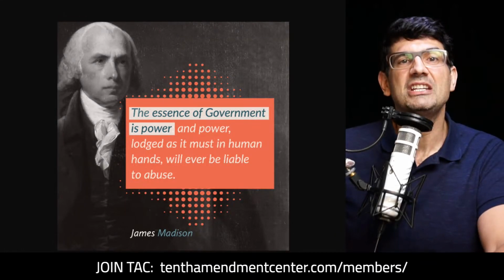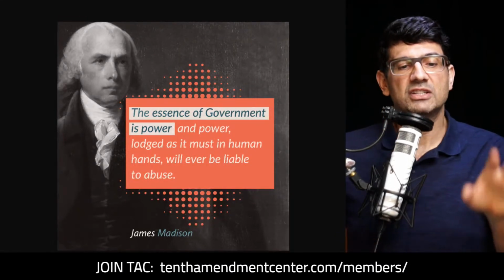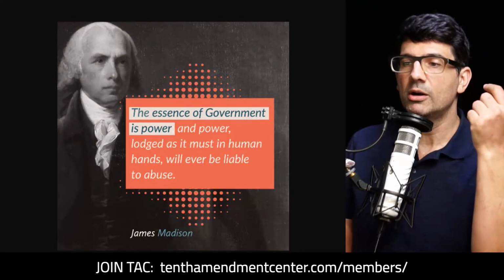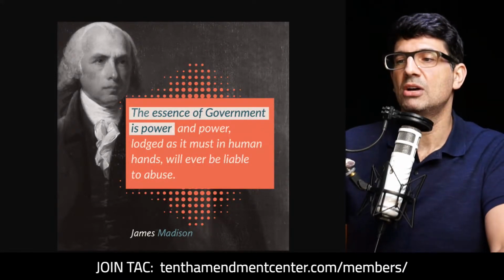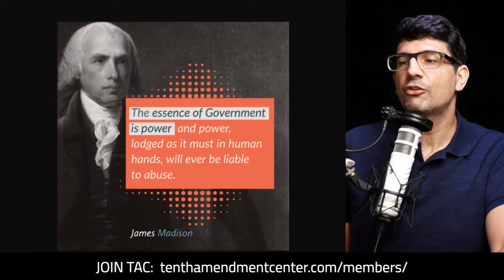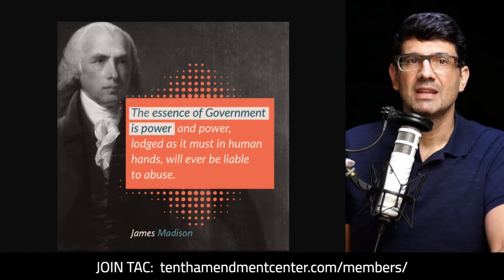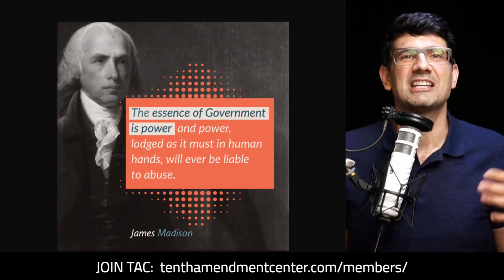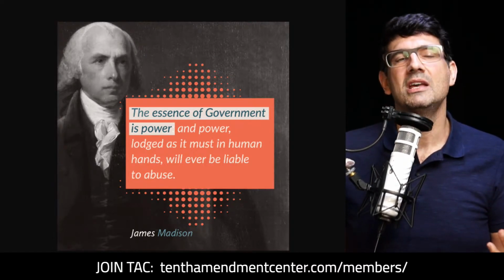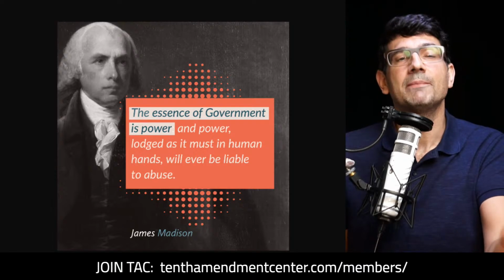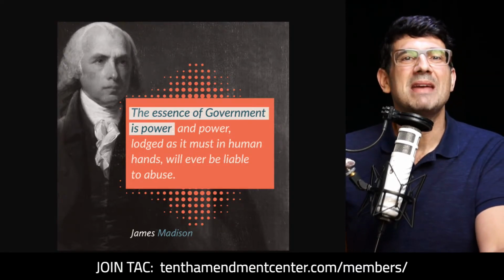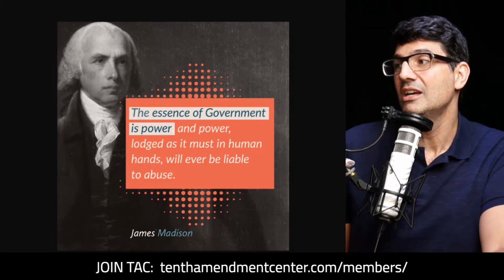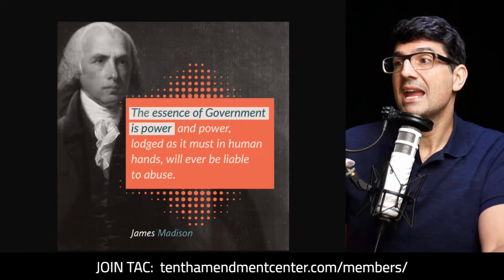This is a speech in the Virginia Convention, not ratifying debates, of December 2nd, 1829. He put it this way: the essence of government is power, and power, lodged as it must be in human hands, will ever be liable to abuse. And he recognized all along that people with power would always try to exercise more power or abuse those powers. He saw it happen firsthand, certainly in 1791, trying to make the argument for a national bank under so many different parts of the Constitution. And that's the same argument that Dickinson made some years earlier.